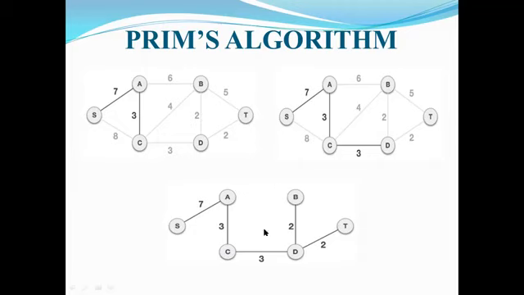Now see, the cursor is pointing. This is the spanning tree. The spanning tree cost is 17 units. How many edges are included? 5 edges. How many vertices are there? 6 vertices. What I told you, the definition of spanning tree: the spanning tree contains all the vertices of a given graph, but the number of edges must be one less than the number of vertices.